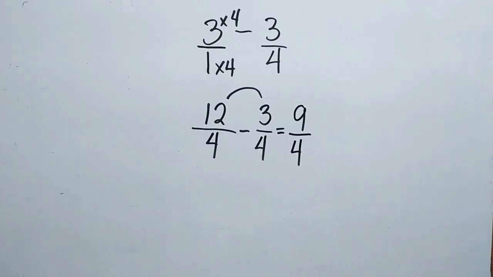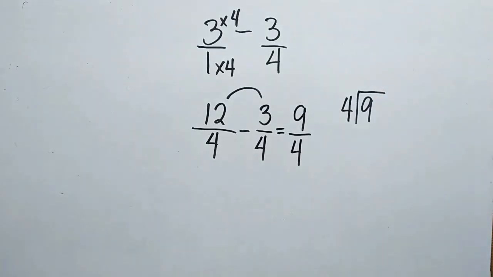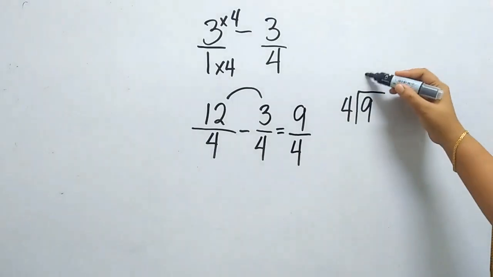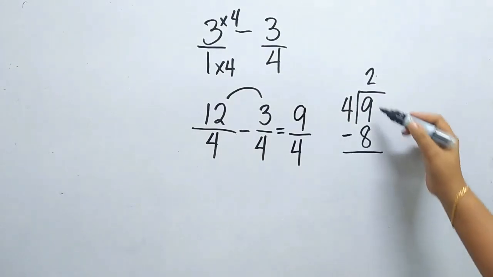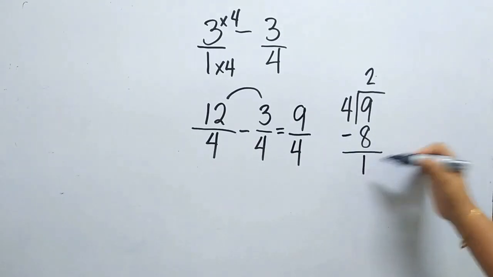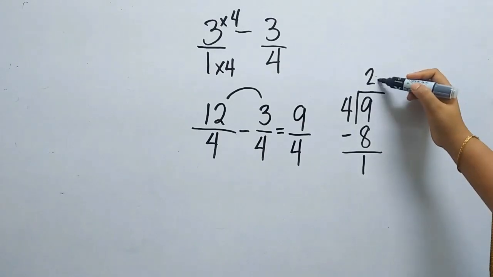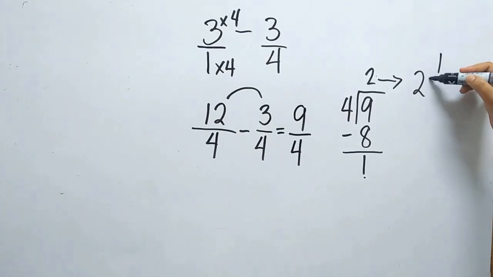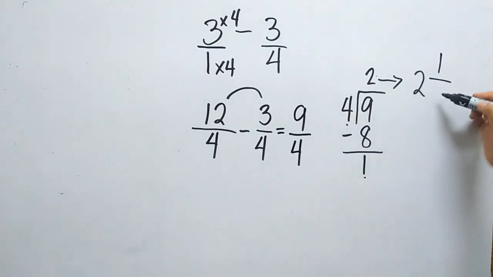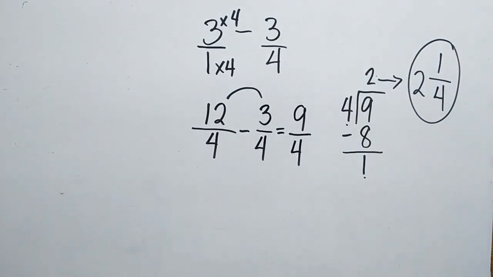Yes, use long division. So we're going to divide 9 divided by 4 is equal to 2. 2 times 4 is 8. Then subtract 9 minus 8, 1. Now, how are we going to write this into mixed number? Yes, the answer will be the whole number. The remainder will be the numerator. Then copy the divisor as the denominator. So we have 2 and 1/4.